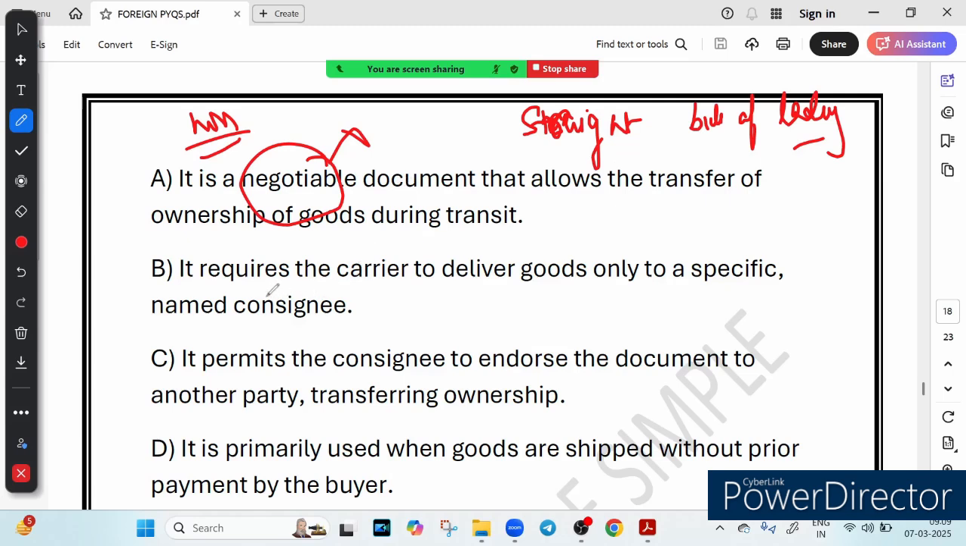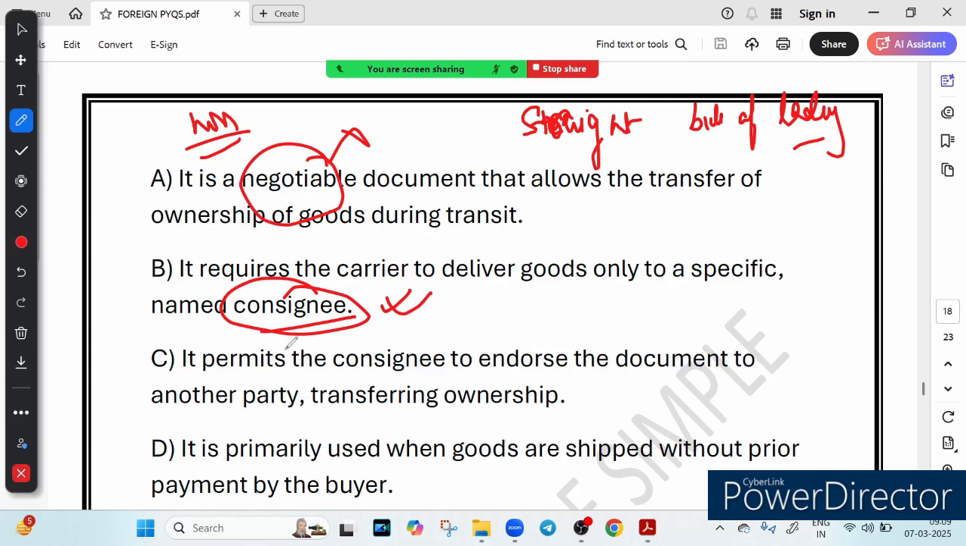Option B says that it requires the carrier to deliver goods only to a specific named consignee. Yes, this is correct, because the straight bill of lading specifies that the carrier must deliver the goods to a particular named consignee, right? So this ensures that only the intended recipient can receive the goods.